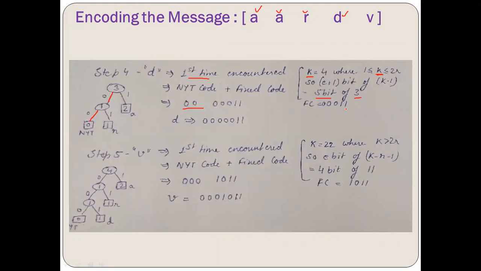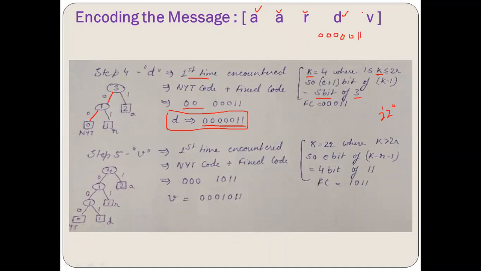So how will it be generated? 0, 0, 0, 1, 1. This is like 2 raised to the power 0, 2 raised to power 1, right? And this is 0, 0, 0. So this is defined as 1 and 2. So 2 plus 1, 3. So this is 0, 0, 0, 1, 1. Now the final code for D will be NYT code, that is 0, 0, followed by the fixed code, that is 0, 0, 0, 1, 1. So this is the final D. It will be placed here, 0, 0, 0, 0, 0, 1, 1.